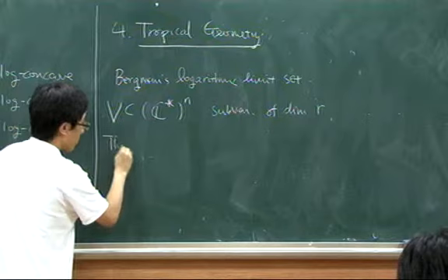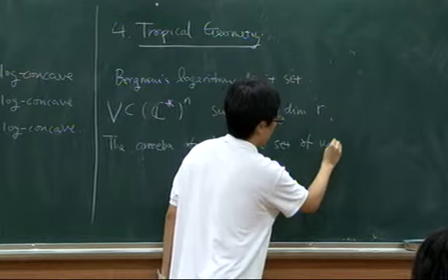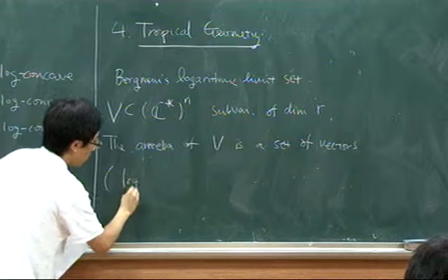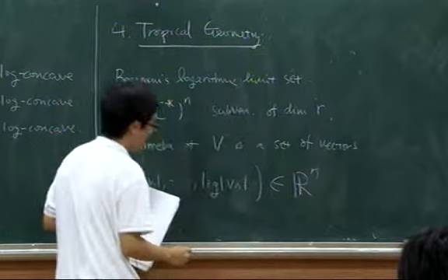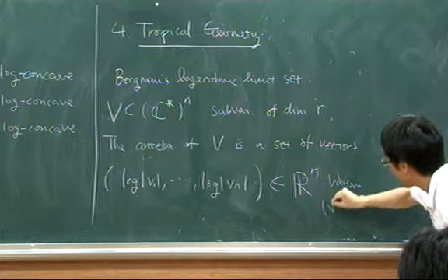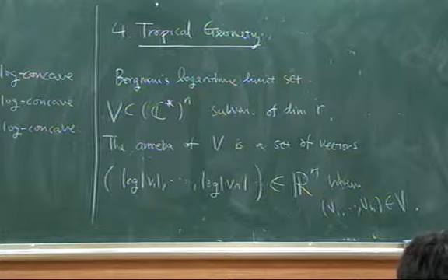Then you can consider the amoeba of V, which is a set of real vectors of the form (log absolute value of v1, ..., log absolute value of vn) living inside R^n, where v ranges over the complex points in your original subvariety. So it's a real semi-algebraic set living in R^n associated to any subvariety of a torus.